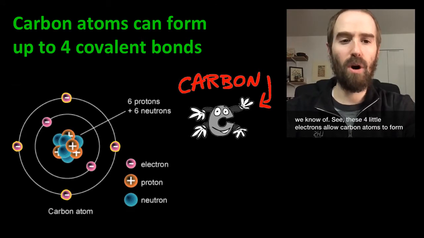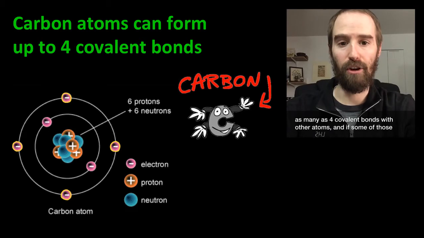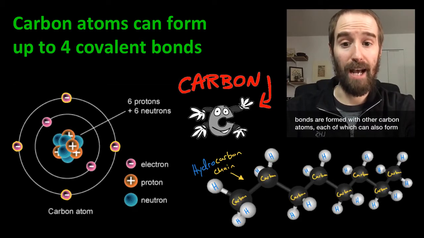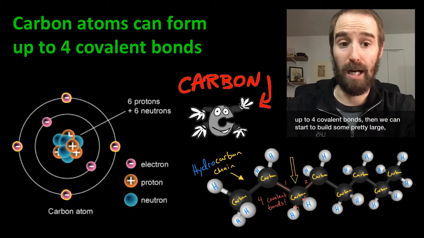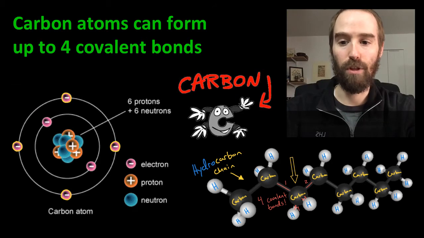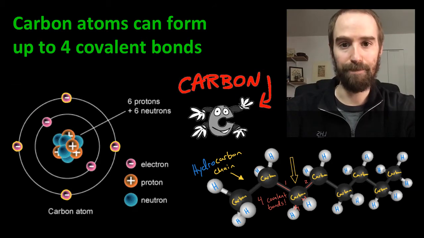See, these 4 little electrons allow carbon atoms to form as many as 4 covalent bonds with other atoms. And if some of those bonds are formed with other carbon atoms, each of which can also form up to 4 covalent bonds, then we can start to build some pretty large, pretty complex molecules. This hydrocarbon chain we see here, with the carbon in black and the hydrogen in white, is only the beginning.